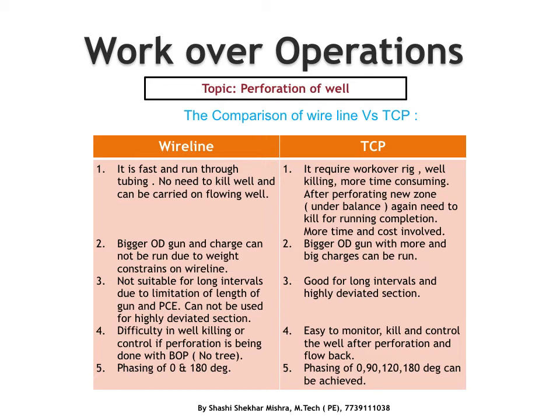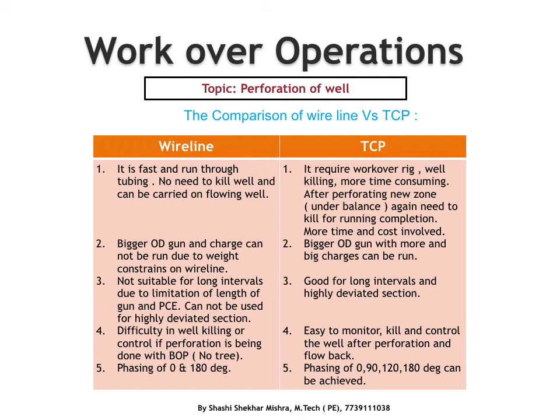In wireline we cannot go for a bigger OD gun because of the weight constraint on the wireline, and even if we are working in the casing without through tubing, it's difficult to run a heavy gun of longer length and bigger OD. But in TCP we run a bigger OD gun, which gives us minimum clearance, so good penetration and good flow index.